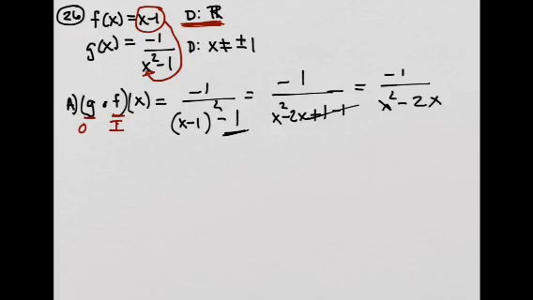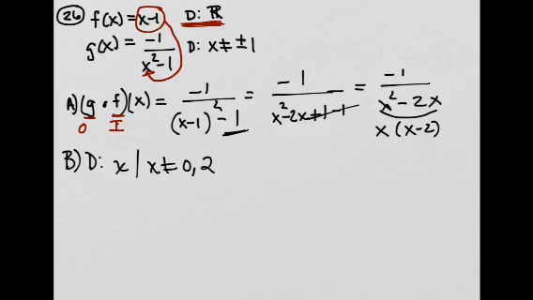And then for part B, they want you to find the domain of g of f of x. So you factor this into x times x minus 2. So then it's all x such that x cannot equal 0 and 2.